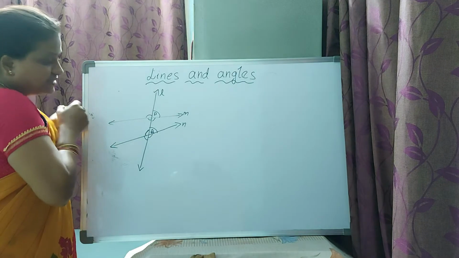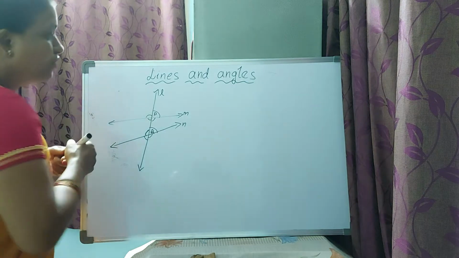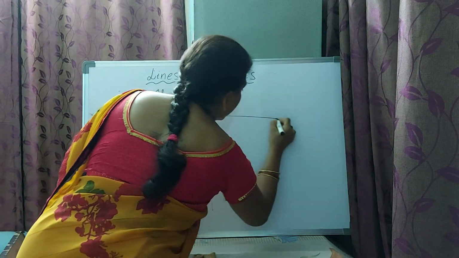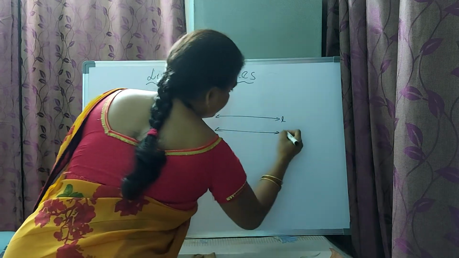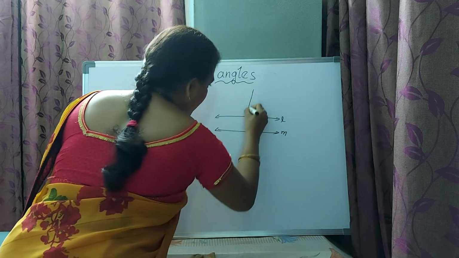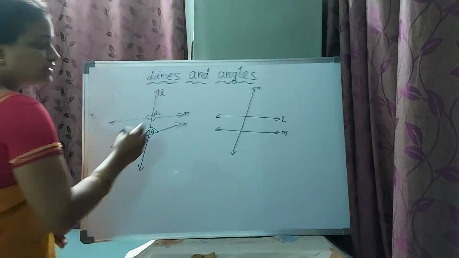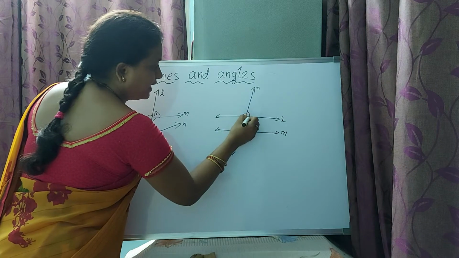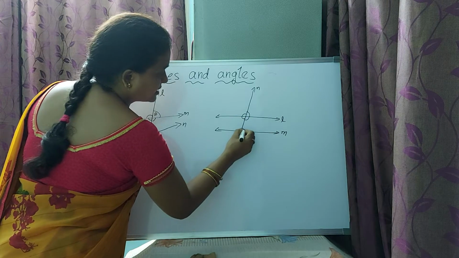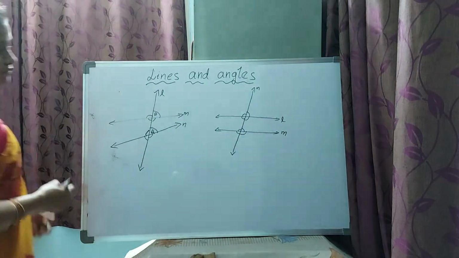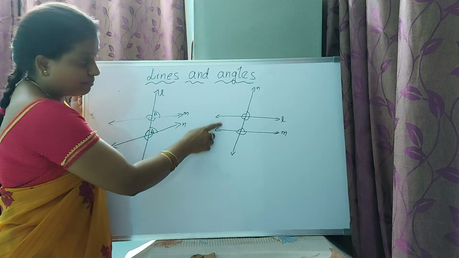Observe these two lines. Are they parallel? No, they are not parallel. Now observe here, I am drawing two parallel lines, line L and line M. If a line N intersects them, we again form 8 angles at two distinct points. Here the lines are not parallel, but in this case they are parallel.